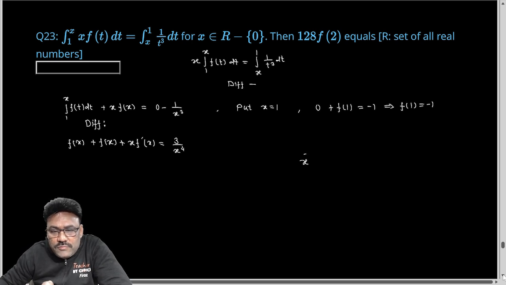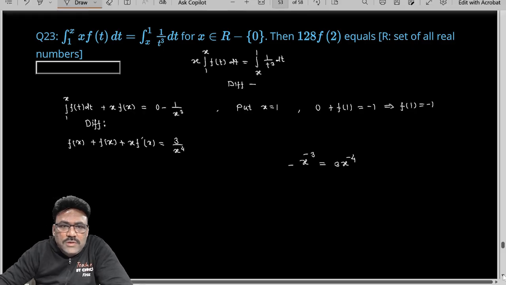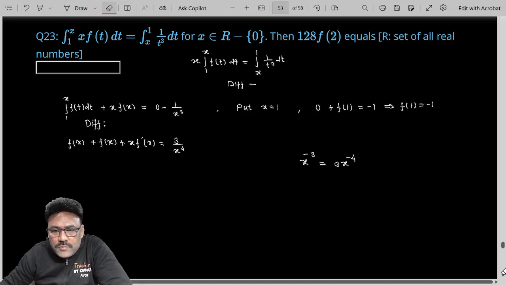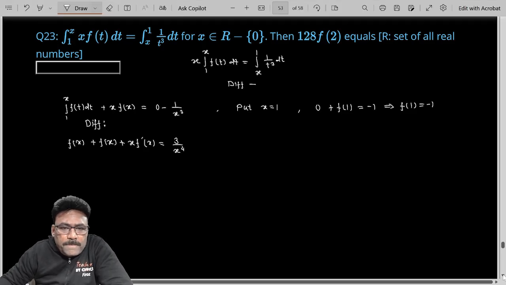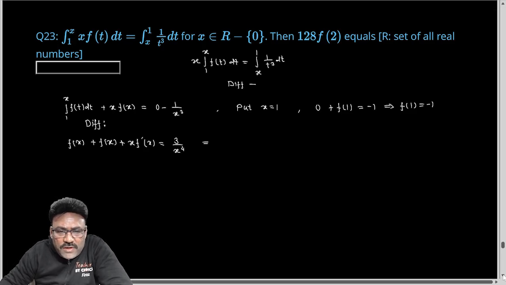See, x raised to minus 3, minus sign. So when you differentiate, it becomes 3 times x raised to minus 4. So 3 by x⁴. Now if I substitute f(x) as y here, I'm getting 2y plus x dy by dx as 3 by x⁴.